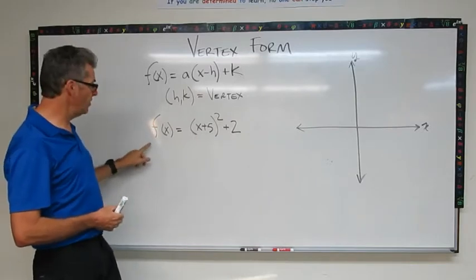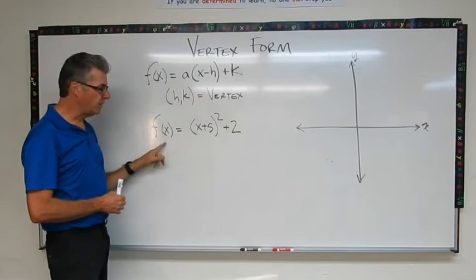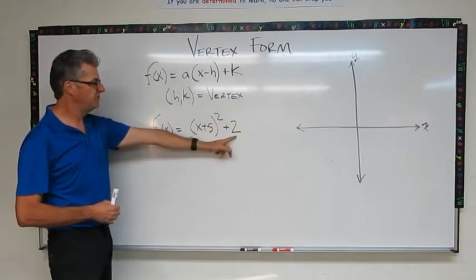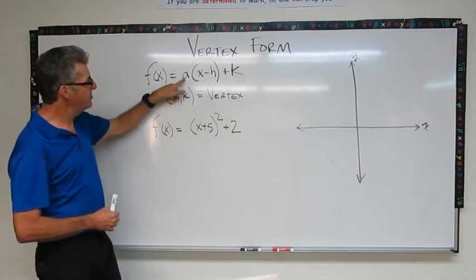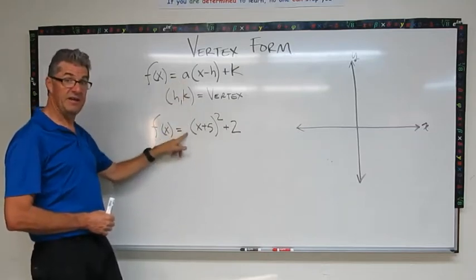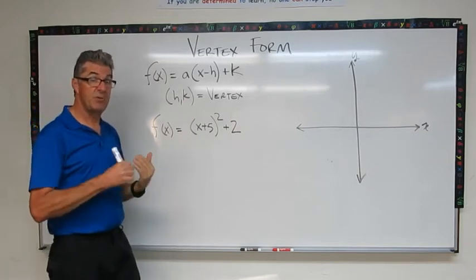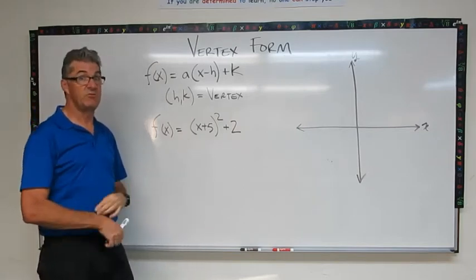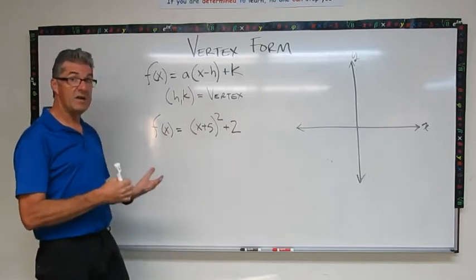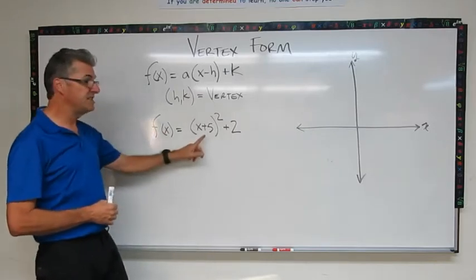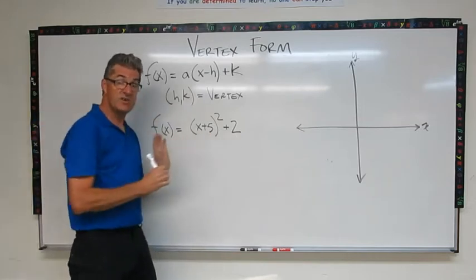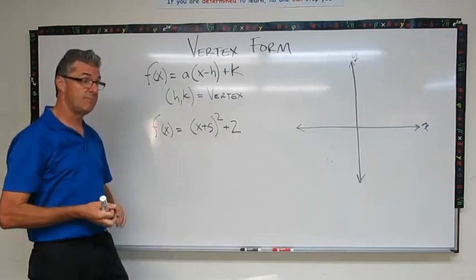So let's take a look at one of these. Here's one written in vertex form. f of x equals (x plus 5) squared plus 2. Notice how there's no number out here for the a. That means there's a 1 there, okay? And that means that the shape of this parabola is identical to that really simple one you watched in the video a little while ago, y equals x squared. This one is identical to that parabola except that the vertex has been shifted. That's all. Otherwise, it's the same parabola.